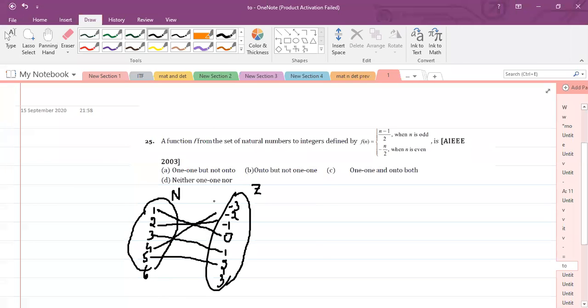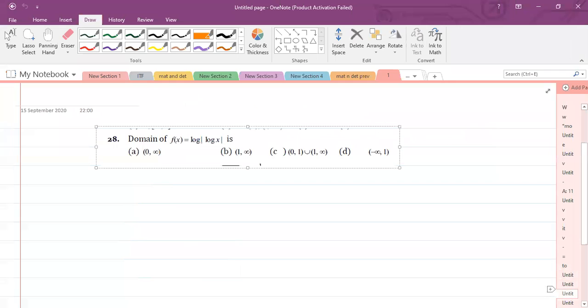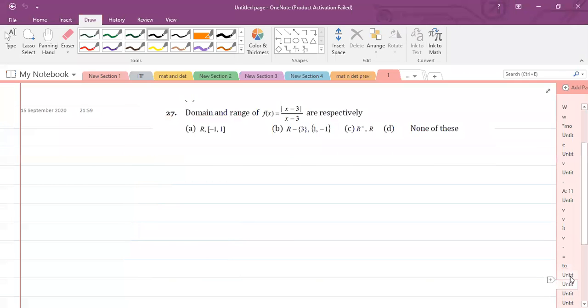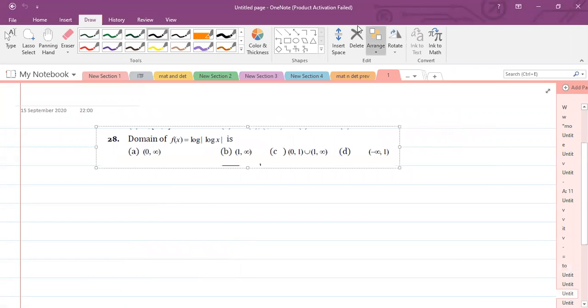Therefore, you can clearly see it is 1-1 as well as onto. So question number 25 will be option C, both 1-1 and onto. Next, try question numbers 26, 27, 28 as homework, and the remaining problems will be considered in the next class.